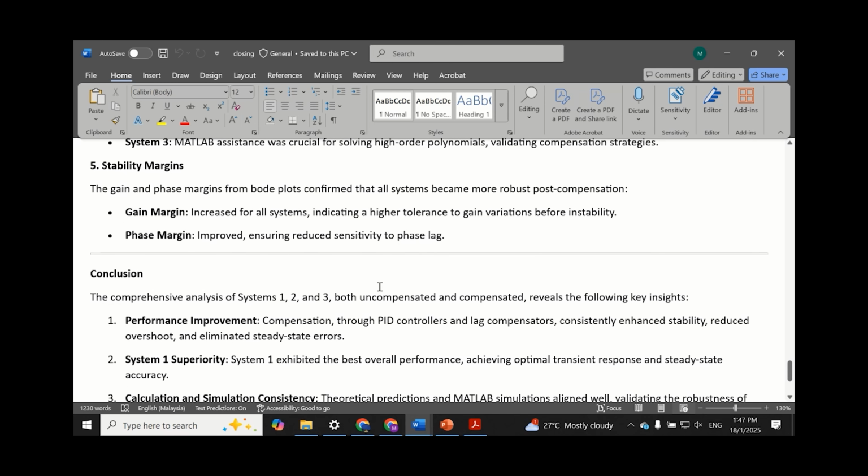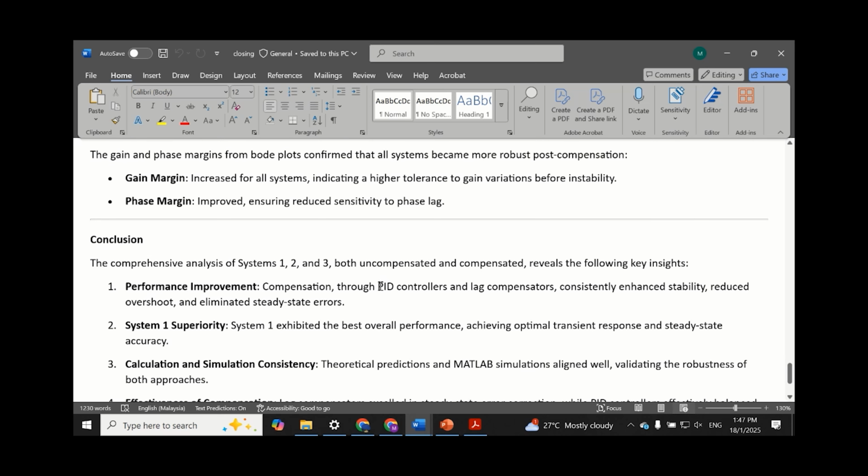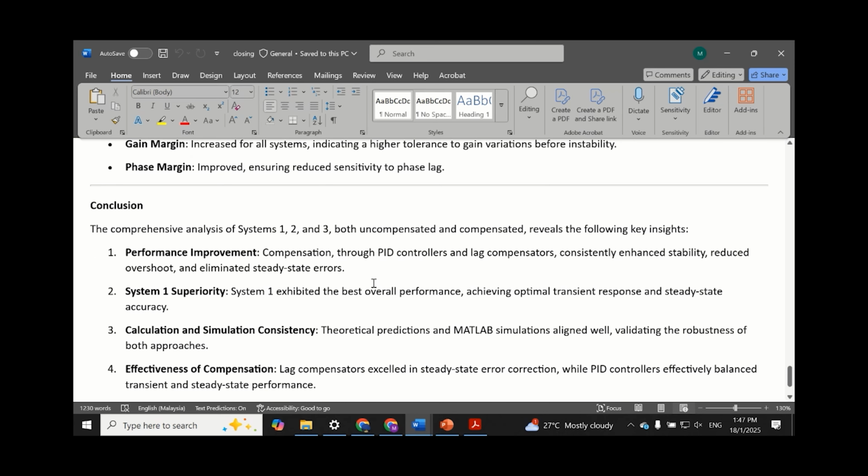Stability margins. The gain and phase margin from Bode plots confirmed that our systems became more robust post-compensation. Gain margin increased for all systems, indicating a higher tolerance to gain variations before instability. Phase margin improved, ensuring reduced sensitivity to phase lag.